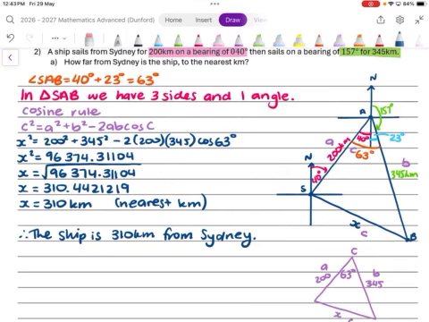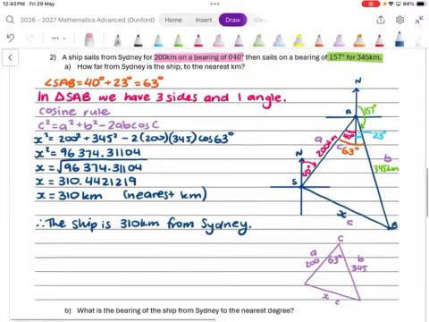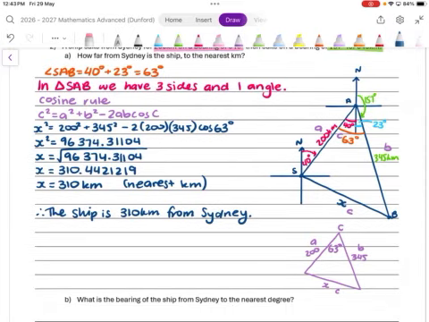Now, what our next question is asking, hopefully we've all got that copied down. Our next question is asking us, what is the bearing of the ship from Sydney to the nearest degree? So, what we have is, I'm going to just keep working on this diagram up here. You could draw another one down below. But what we have is we want the bearing of the ship from Sydney. So remember, we're going from Sydney. So Sydney is here. So what we are doing is we're finding the bearing from north down to that line of the ship. Okay, that is what we're trying to find for part B.